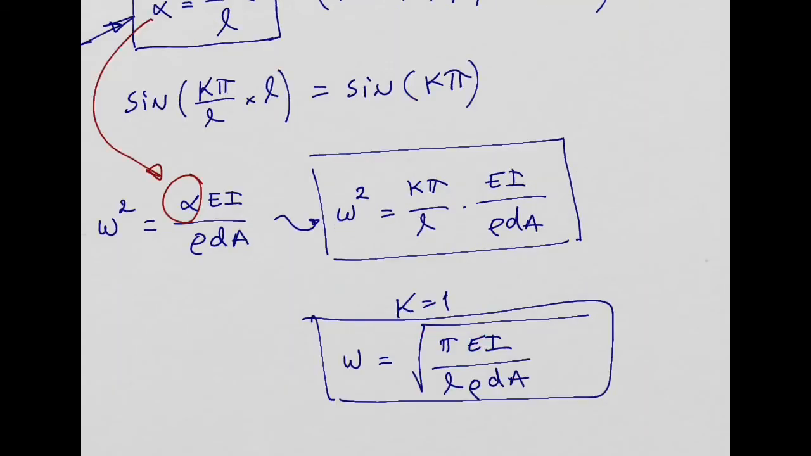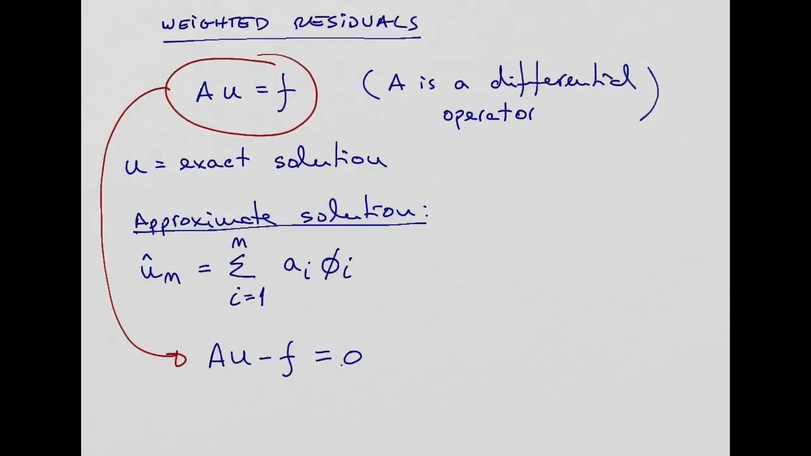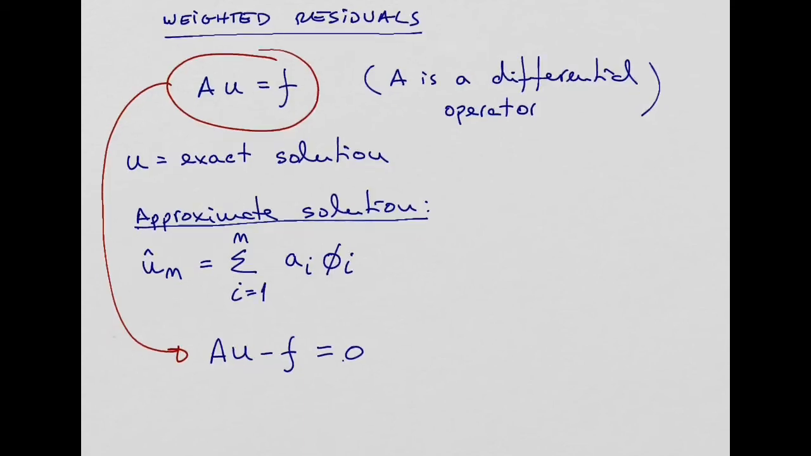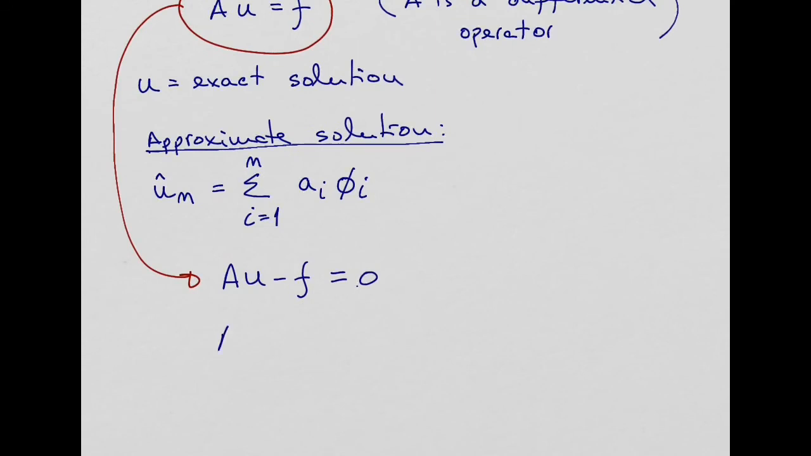And now, this is the most important step. What I'm going to do now is, instead of using the exact solution for this differential equation, I'm going to replace the exact solution with my approximation. If I do that, I will get A u hat n minus f.